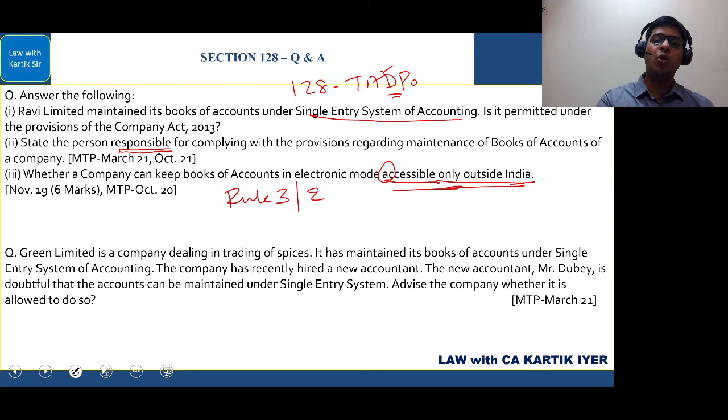They have said accessible only outside India. Only outside India means it is not accessible in India. So can this be allowed? The answer is no. The answer is no. Easy. Let's go on to the next one.